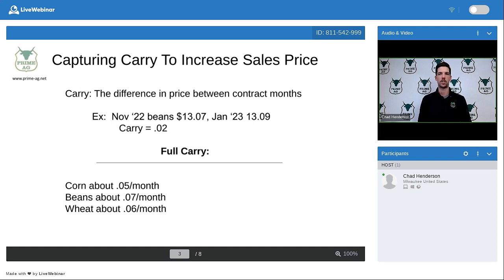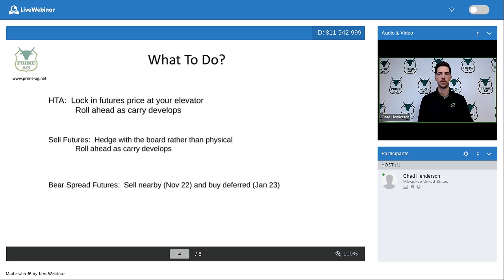So for November to January, you count that as 2 months. You count November, December, and you've got your 2 months, or you count December, January, and you've got your 2 months. So if you're looking at the bean contract, 7 cents times 2, 14 cents is about the carry. Typically you should get, maybe you get 16, maybe you get 12. Just kind of the ballpark idea of what to do here.